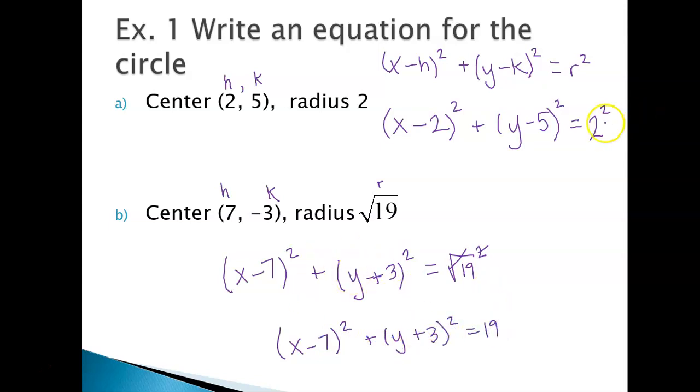So if I wanted to draw a picture, let's do the top one because our radius is small here. I know that the center is at 2, 5. So there's the center, and then the radius goes 2 units out from center on every side. So 1, 2, this would be like this. It would have a radius of 2.